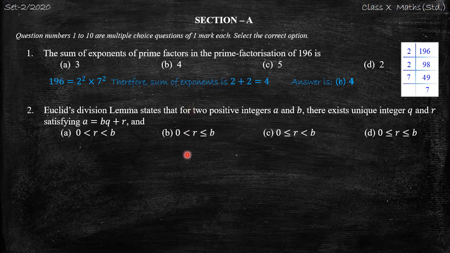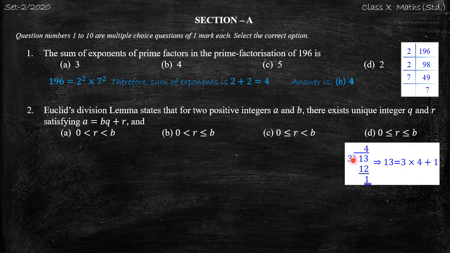Okay, next question. Euclid's division lemma states that for two positive integers a and b, there exist unique integers q and r satisfying a equal to bq plus r. Here a is the dividend, b is the divisor, q quotient, and r remainder. Let me take an example. If you want to divide 13 by 3, you will get 4 as the quotient and 1 as the remainder. Here remainder can be equal to 0, but it cannot be equal to the divisor. So from the options given, it is option C. It can be 0, but it cannot be equal to b.